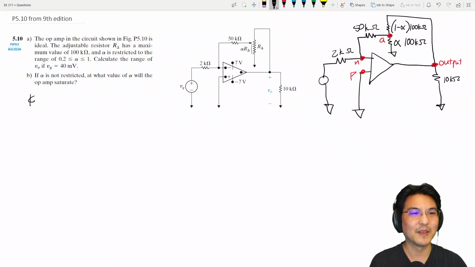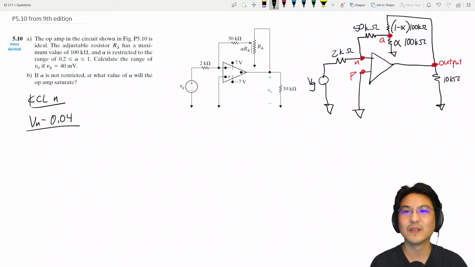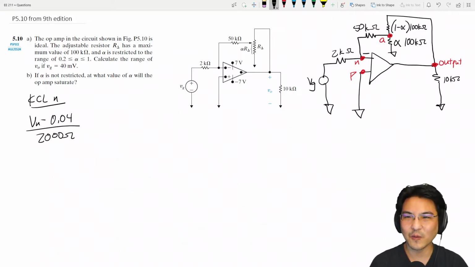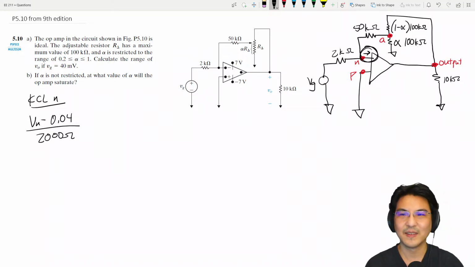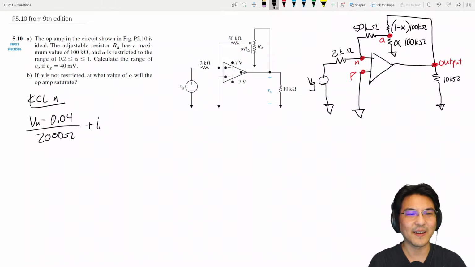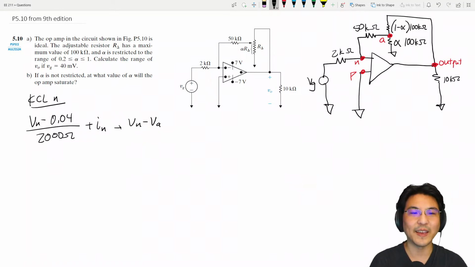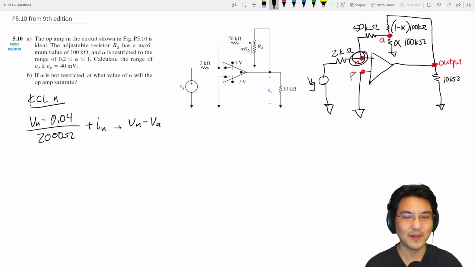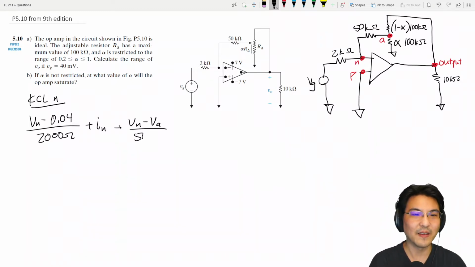So let's start with KCL for node N. Let's write the current going toward the left: Vn minus Vg, which is actually 40 millivolts, over 2 kilo ohms. Now the current going toward the right over here, I'll just call that IN. And now the current going up would be Vn minus Va, from this node to this node, divided by 50K.